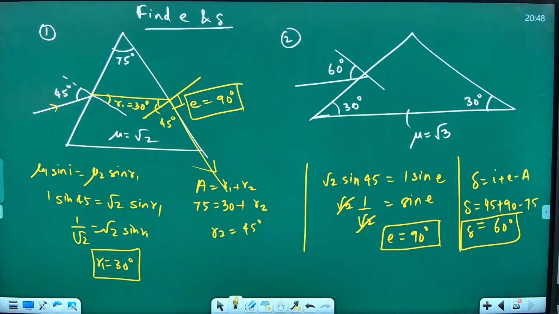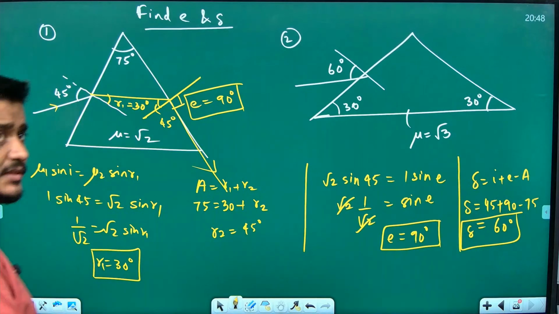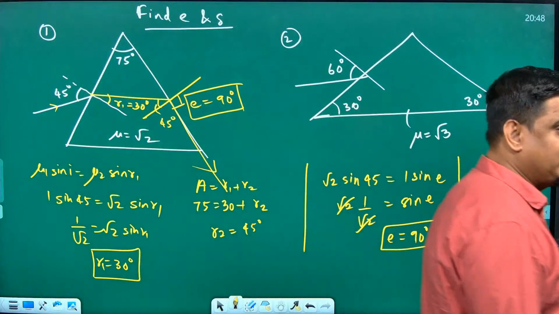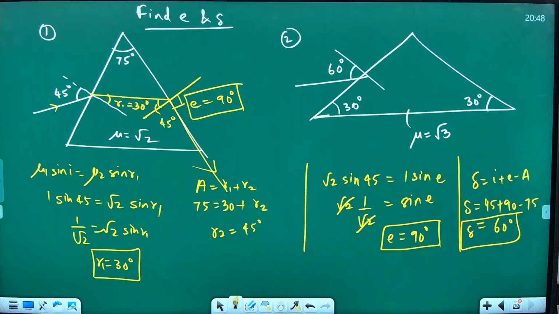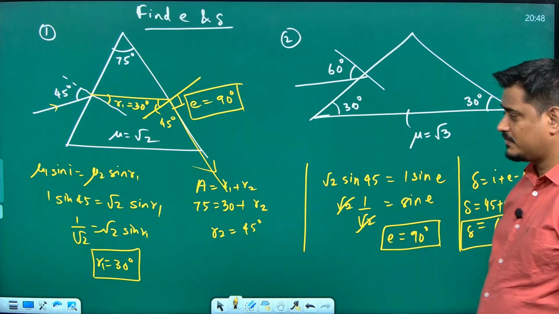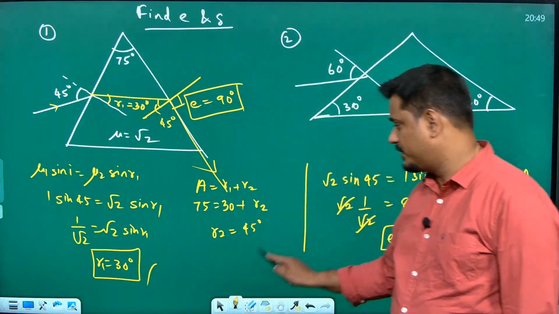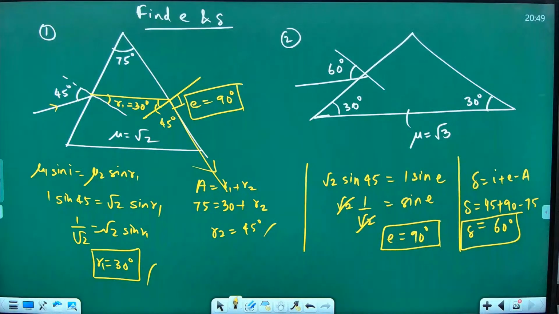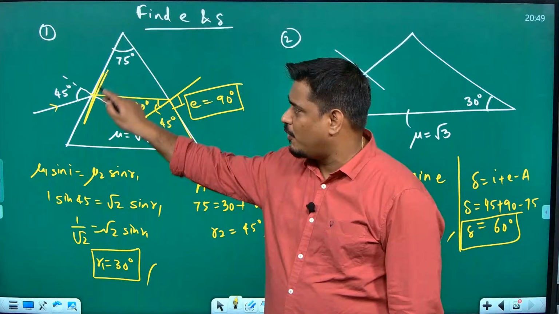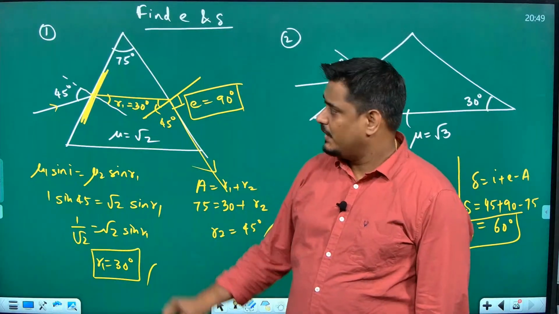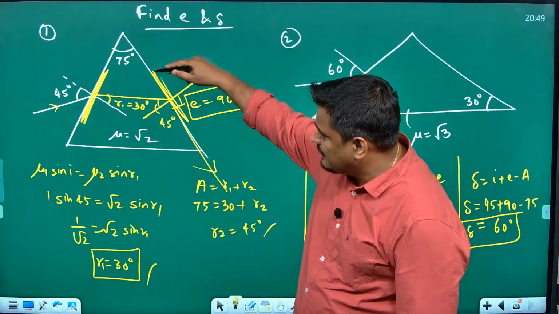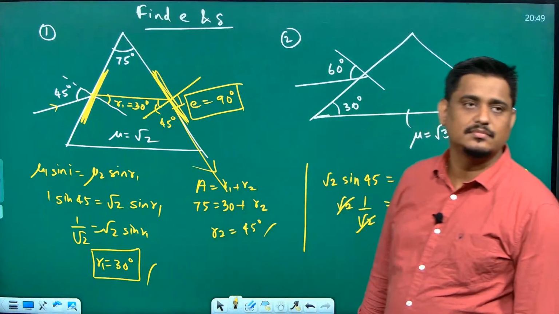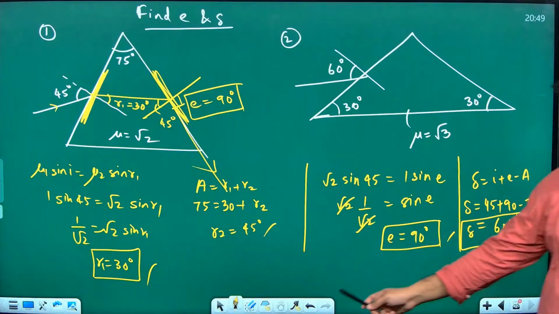Pritika, I hope you are able to hear me. Yes, sir. Andrew, please tell me. In the first question, sir, you solved with Snell's law and you got R1 as 30 degrees and R2 as 45 degrees. Then after that, again, you used Snell's law to find the angle of emergence. Is that what you did? Exactly, yes. So first, for this interface, I found the angle R1 by using Snell's law. Then for this interface, I found the angle of emergence by using Snell's law. Okay, sir.